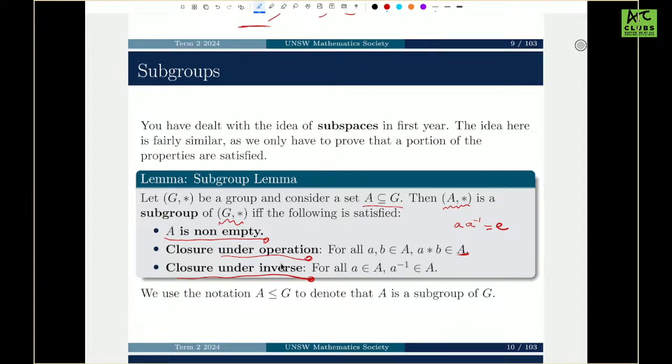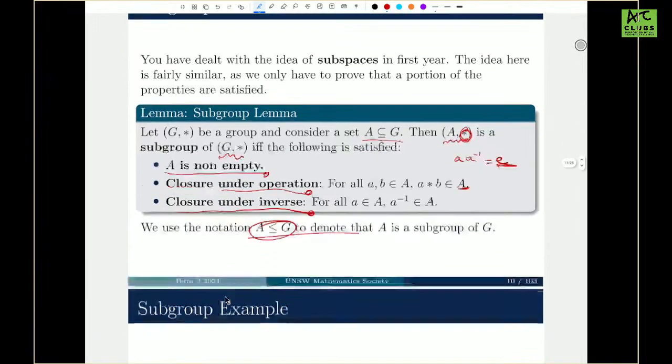Associativity does follow from associativity of the original operation. Oh, and they have the same identity, which should be clear. Okay, and we use this notation to say that A is a subgroup of G.